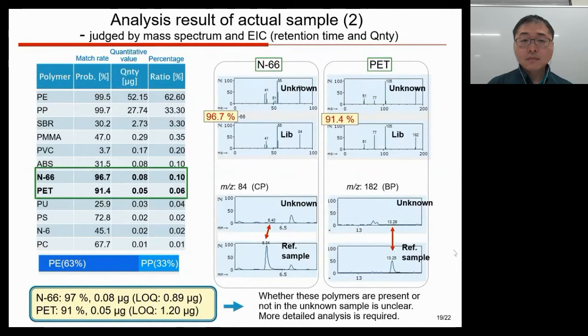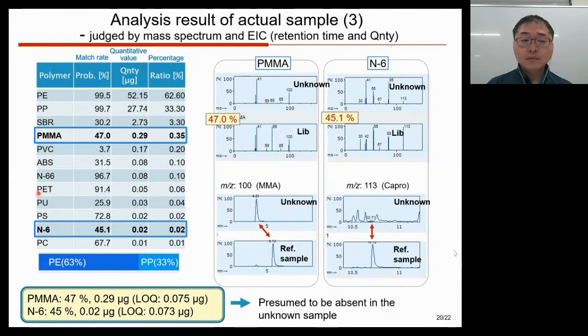For nylon 66 and PET, the selected summated mass spectrum is in good agreement with a high match rate. The quantitative values were very low, so although there is a possibility that they are contained in the sample, more detailed analysis is required.